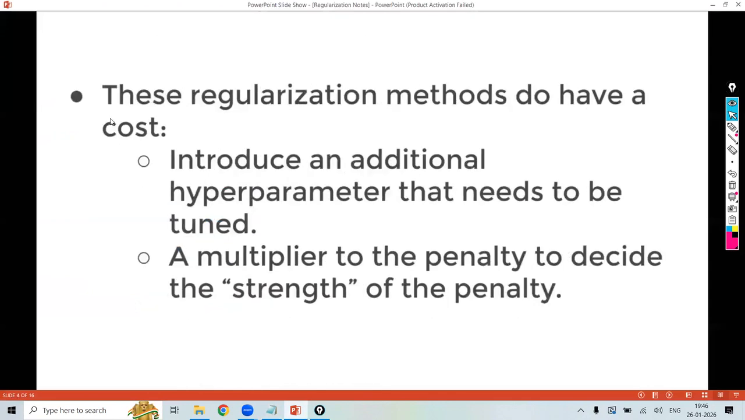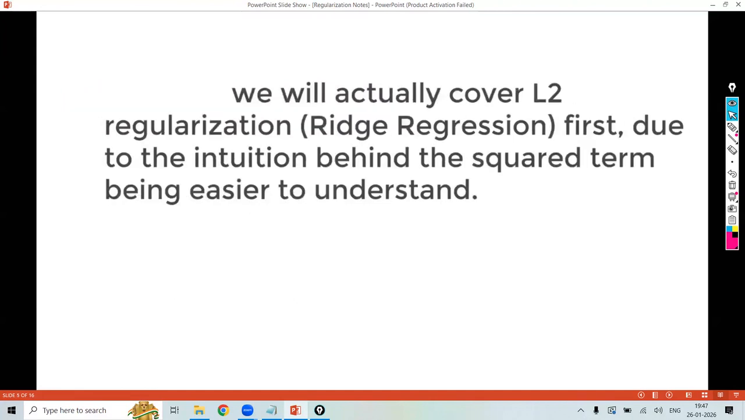Now, see, these regression methods have introduced an additional hyperparameter that needs to be tuned. That is alpha. Alpha has to be tuned. Here it is a multiplier to the penalty, the strength of the penalty. That is alpha. The more you increase alpha, the more the penalty increases. Now here, first I'm going to start with the L2. Why L2? Because the math behind that is easy to understand, that is square.